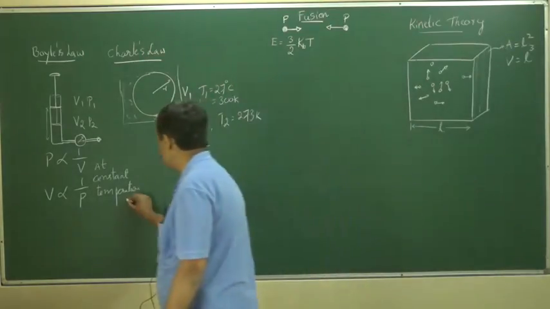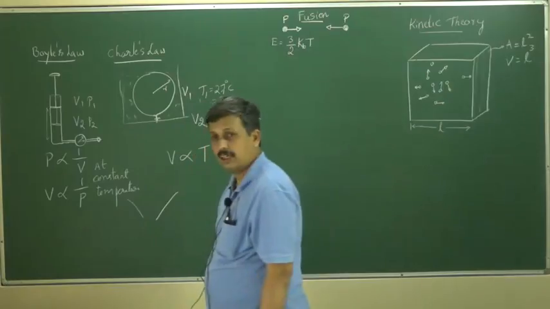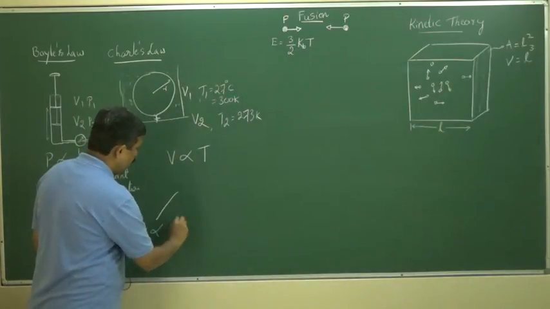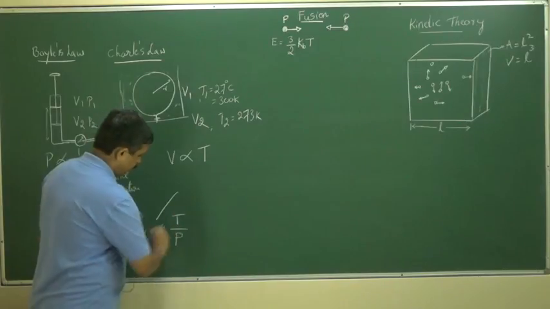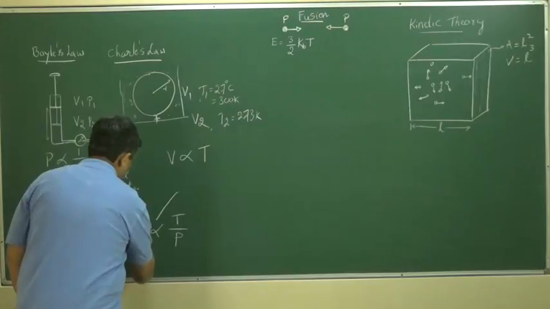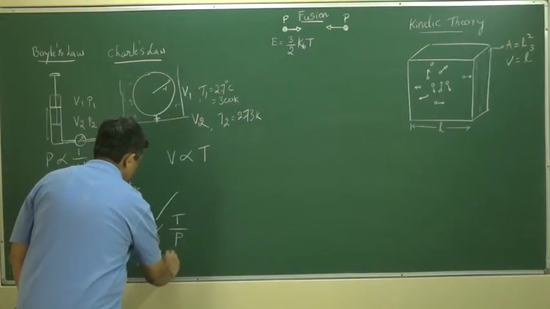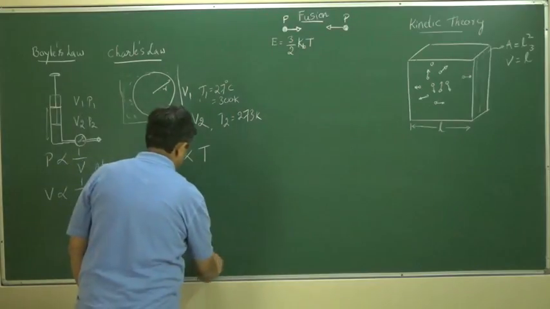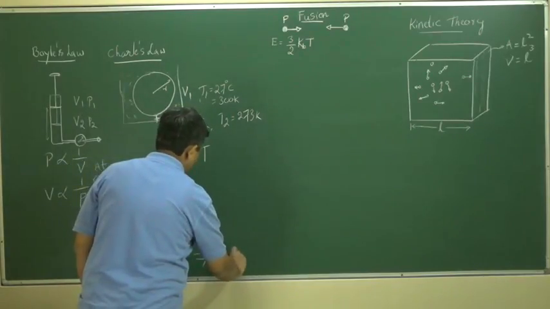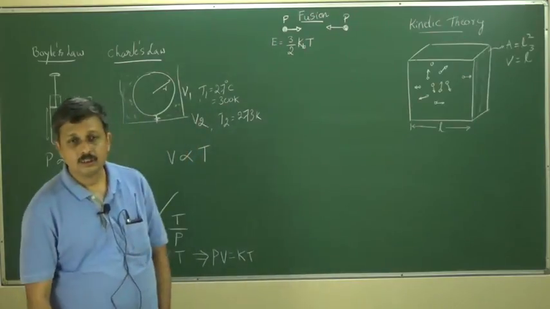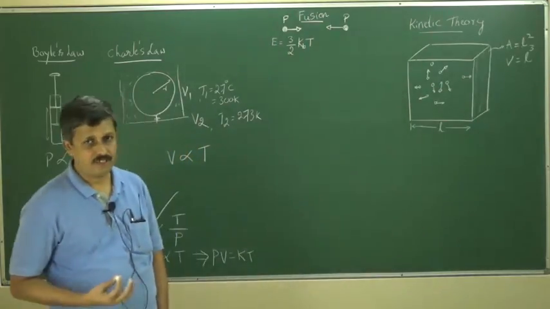So if you put these two together, we could write it as V is proportional to T by P, or PV is proportional to T, which basically can be written as PV is equal to some constant K into T. So experimentally one can determine these values.